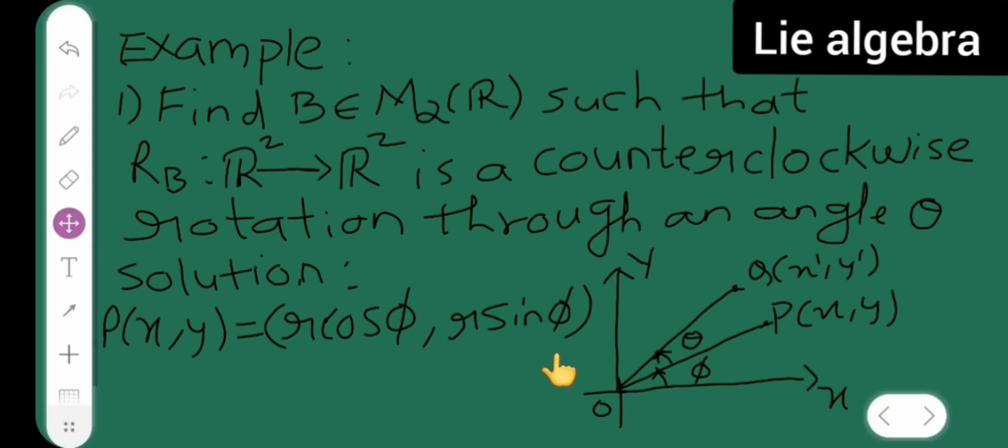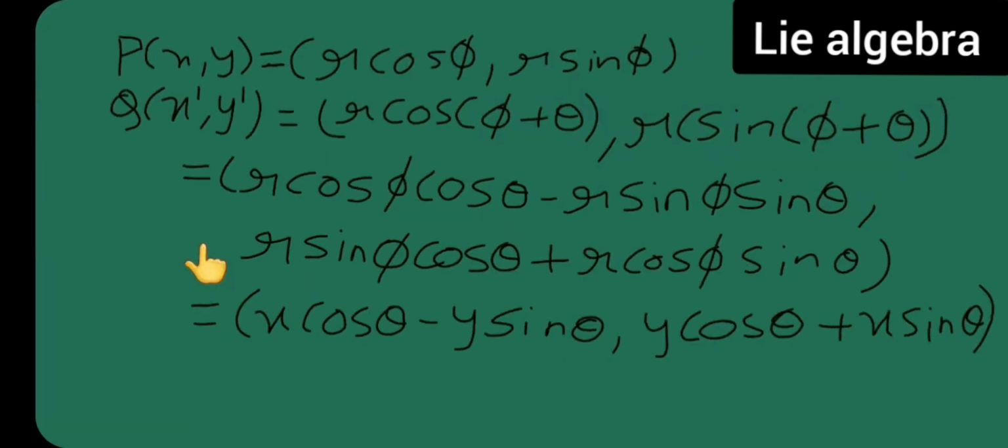Next, I have again written it here, same part. What is my P of x comma y is equal to r cos of phi comma r sin of phi. Now what is my Q of x dash comma y dash is equal to r cos of phi plus theta comma r sin of phi plus theta. Now here we will write as it is r, and we are using a formula over here, cos of phi plus theta. So you have to use that trigonometric formula.